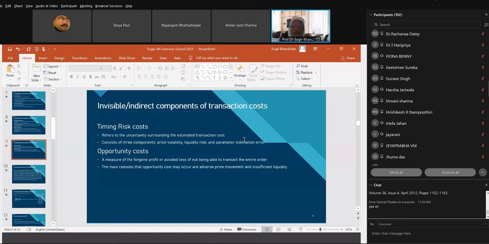And finally, the opportunity cost. This is a measure of the foregone profit or avoided loss of not being able to transact the entire order, that is, having unexecuted shares at the end of the trading period. The main reasons that opportunity cost may occur are adverse price movement and insufficient liquidity.